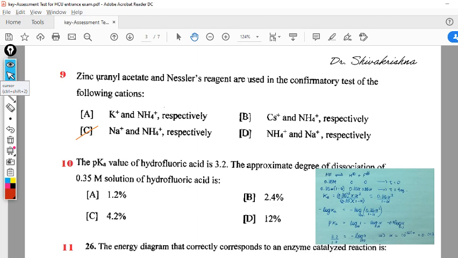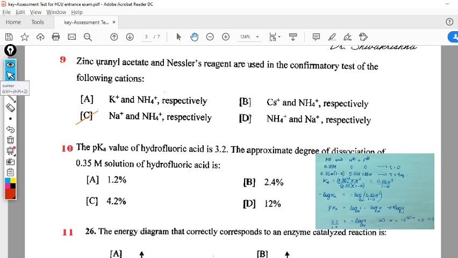This is from analytical chemistry. Zinc uranyl acetate is used for sodium ion estimation, and Nessler's reagent is used for ammonium ion concentration.